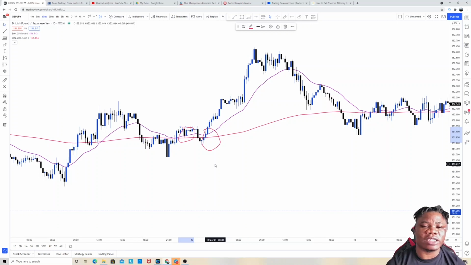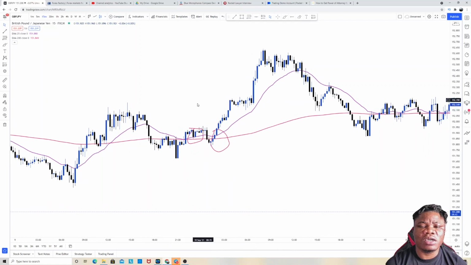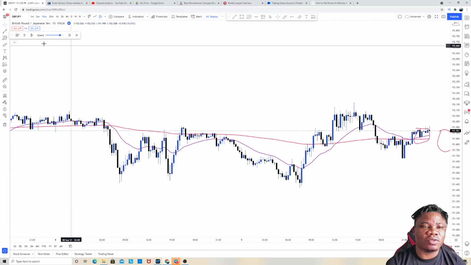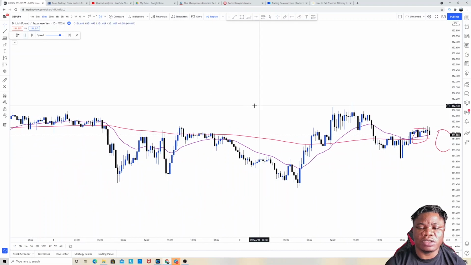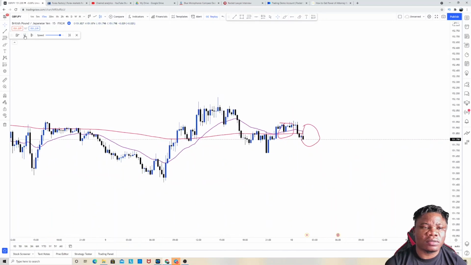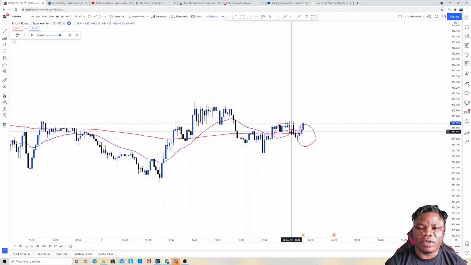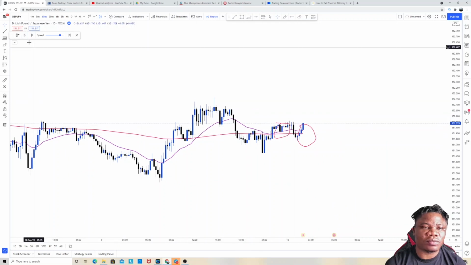And now, as we can see here, I'm going to put this in replay mode, and you guys will see where our entry will be for this buy position. Let's put this in replay mode and see where our entry will be for this buy position. We have our retest right there.